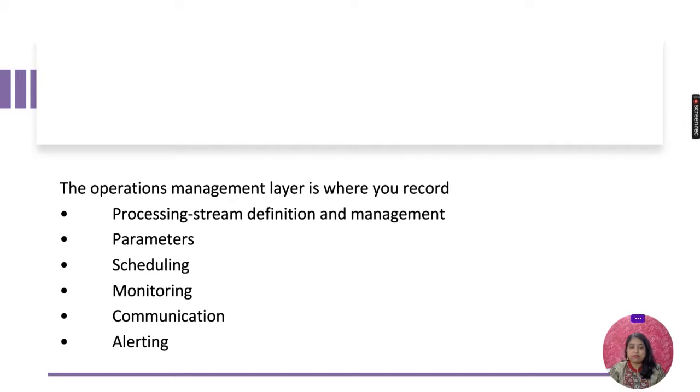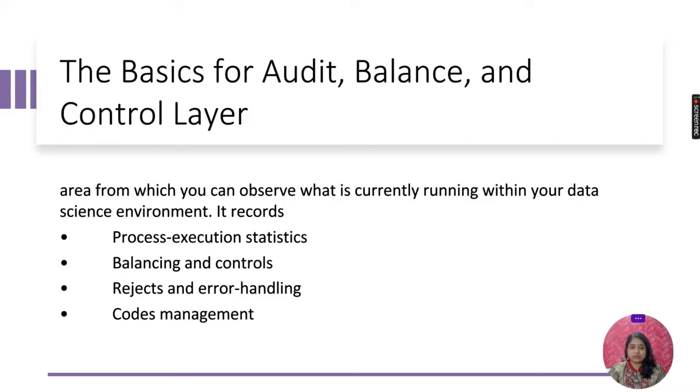We should have a method for scheduling the process, because the slowest process will decide the overall performance of the system. Then we should have the monitoring system where the right information should be given to the right person and at the right time. And then communication between the processes is important, and wherever required we have to have the alerting process.